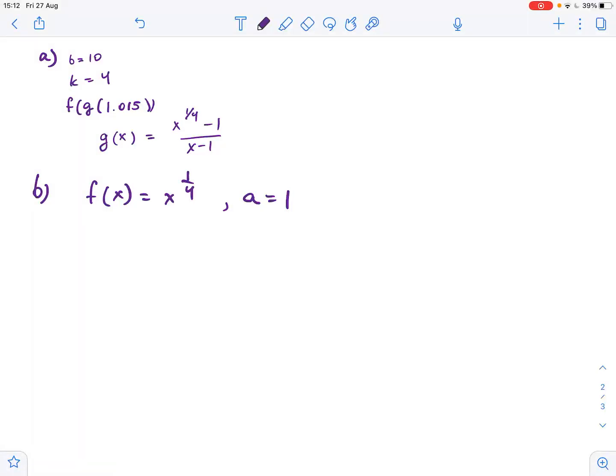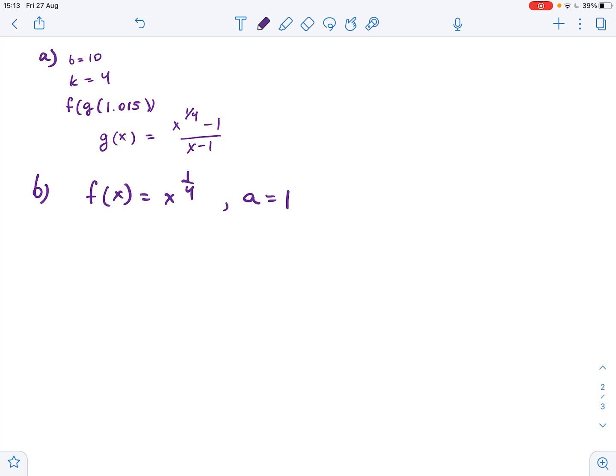So in part A, we need to use base B, precision K, idealized chop-in floating point arithmetic to show that f of g of 1.015 is inaccurate, where g of x is given. In part B, we need to derive the second-order quadratic Taylor polynomial approximation for f of x equals x to the power of 1 over 4, expanded about a equals 1, and we need to use it to get an accurate approximation to g of x in part A. And in part C, we need to verify that our approximation in part B is more accurate. So let's start with part A.